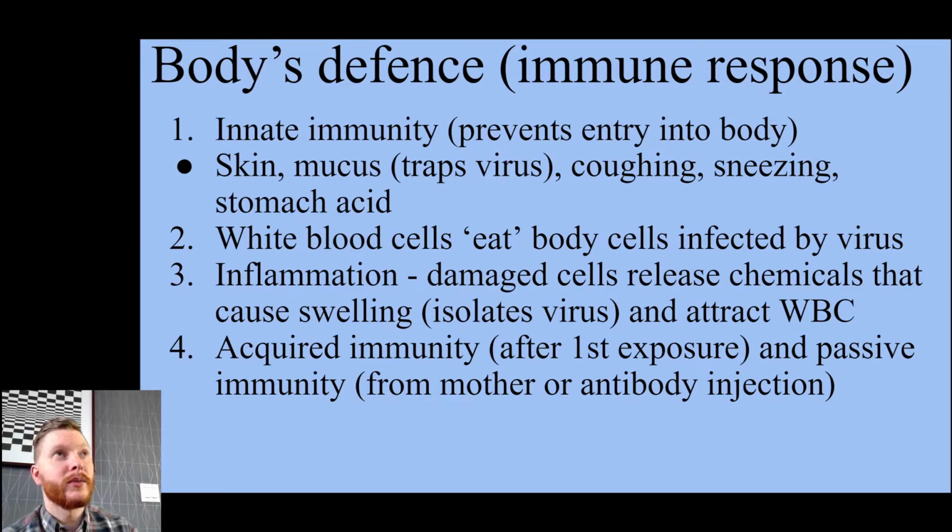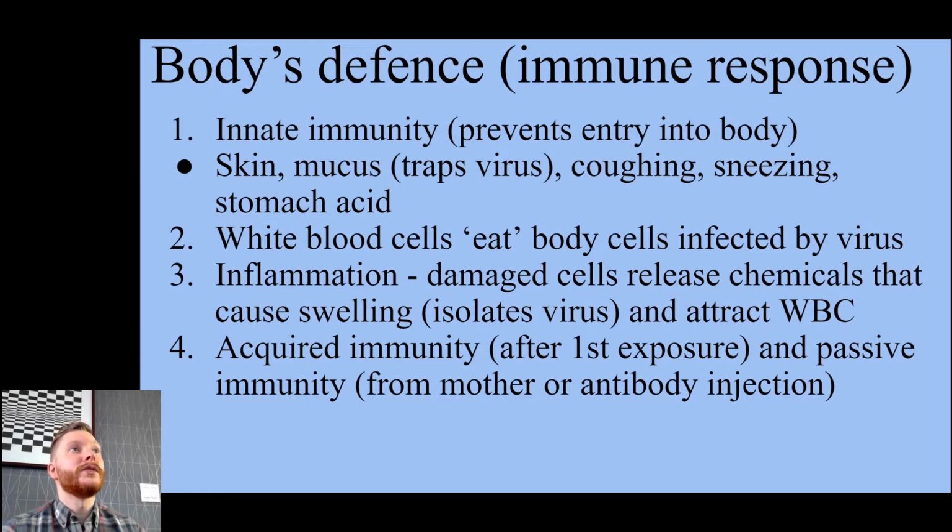The second way is white blood cells. For lack of a better term, they eat cells that are infected by the virus. There's a way that white blood cells know which cells have been infected by the virus, and then they basically destroy that cell. Number 3, inflammation. Cells that are damaged release a chemical that causes swelling, and this attracts the white blood cells. You see there WBC, that's white blood cell. So it attracts the white blood cells to the area, and then the white blood cells will eat the cells that are infected by the virus.